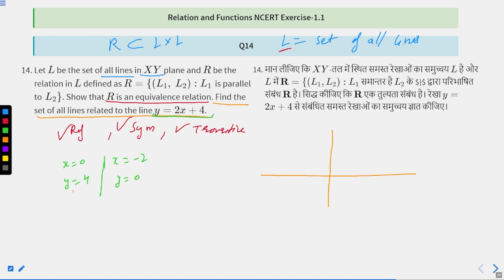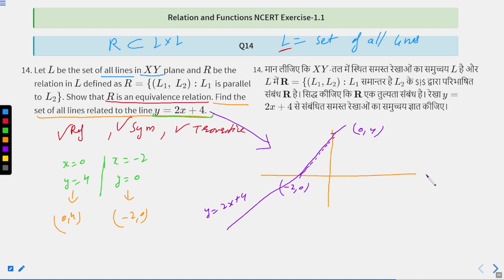Now plot the point (0, 4) and the point (-2, 0). So -2 comma 0 will be somewhere here and 0 comma 4 will be somewhere here. Now join both of the points and you will get the graph for this line. So this line is y equals 2x plus 4. This is the x-axis, this is the y-axis. Now find the set of all lines related to this line.